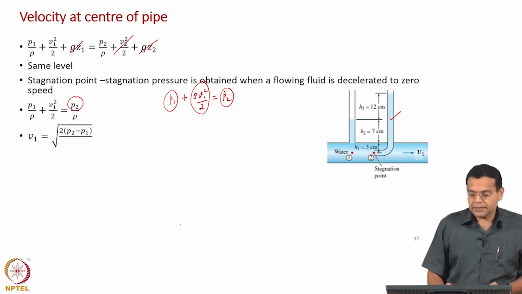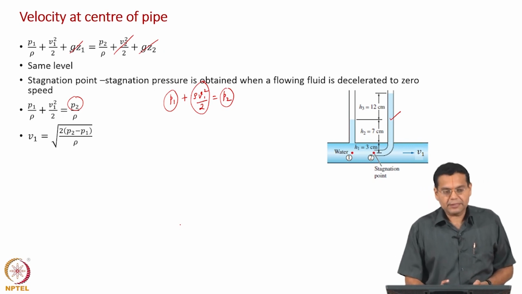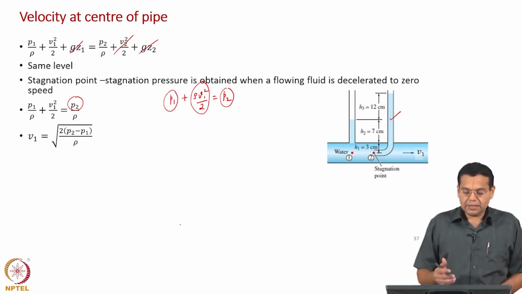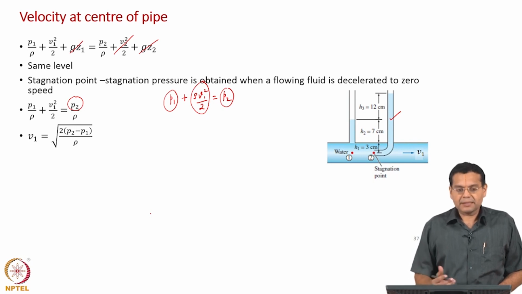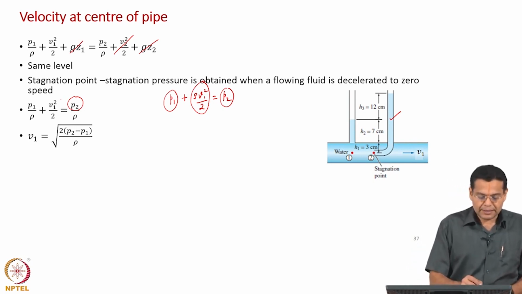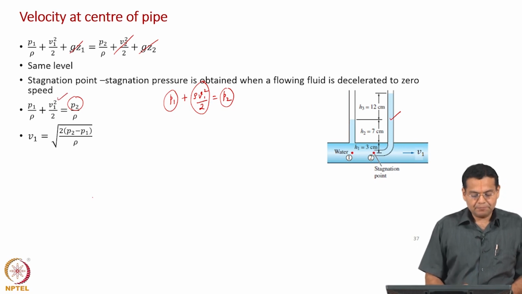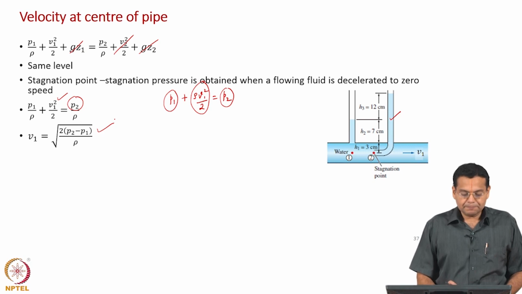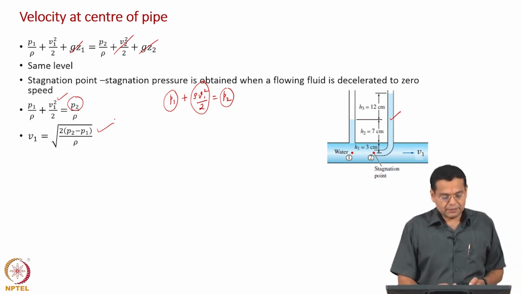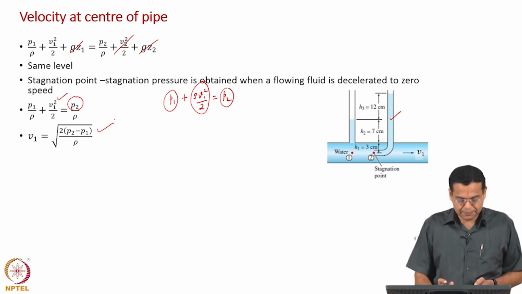What are we interested in? We are interested in finding out the velocity, which is in the dynamic pressure term. So, the dynamic pressure is the difference between the stagnation pressure and the static pressure. Rearrange this equation for velocity: V1 is equal to the root of 2 into (P2 minus P1) by rho. Remember, the difference between the two pressures represents the dynamic pressure. P2 is stagnation pressure, P1 is static pressure.